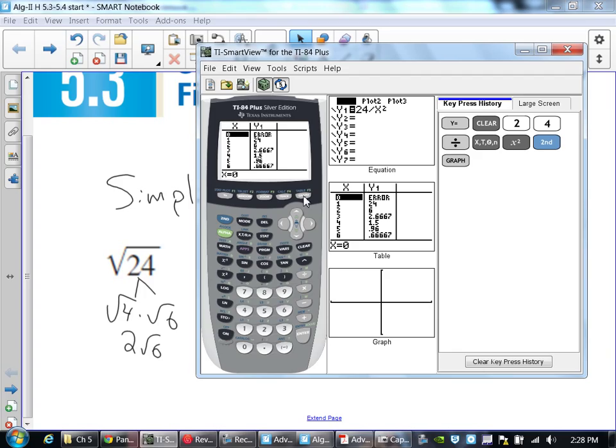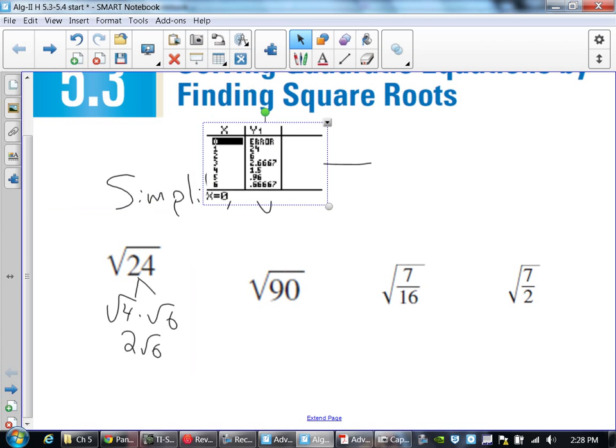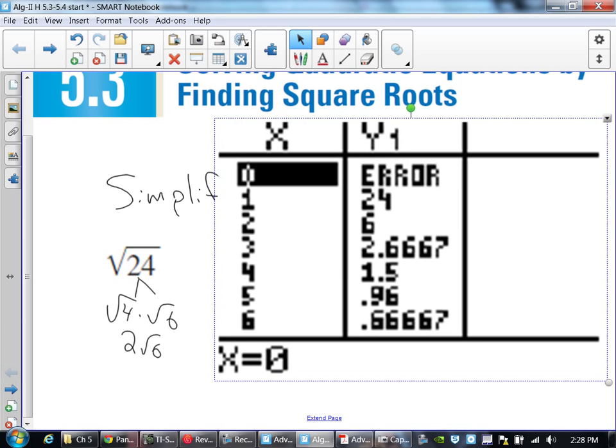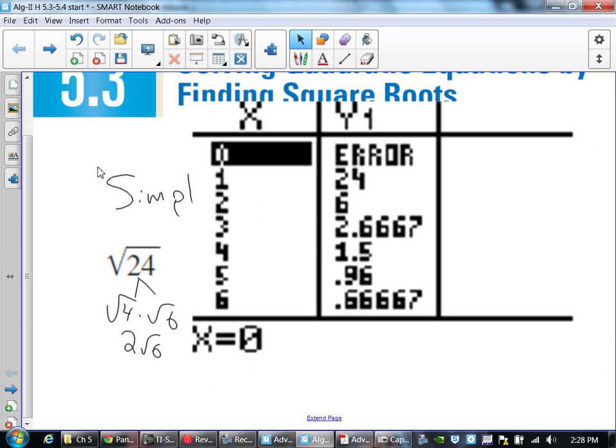In your table, you should see something like that. Obviously, you might have to adjust where your table starts at. It's no big deal. You just scroll up and down to get through it. Obviously, if 0 is x, it's 24 divided by x, hence why there is an error there, because you can't divide by 0. 24 divided by 1 is 24. But here's where it goes.